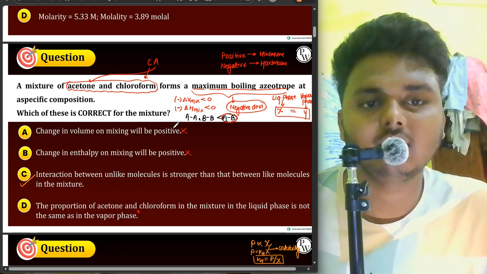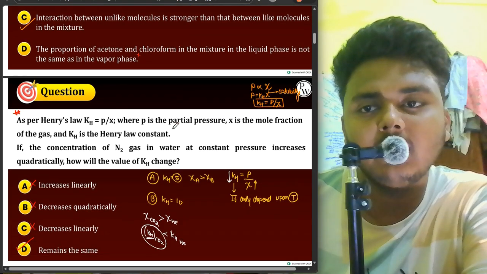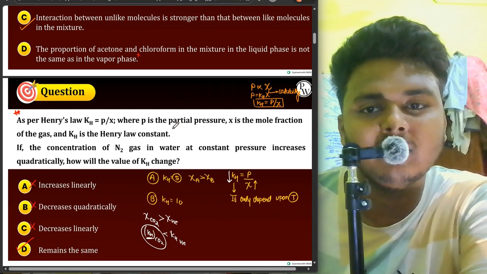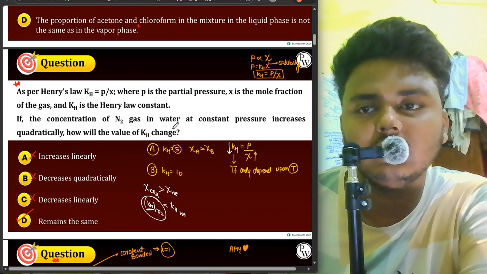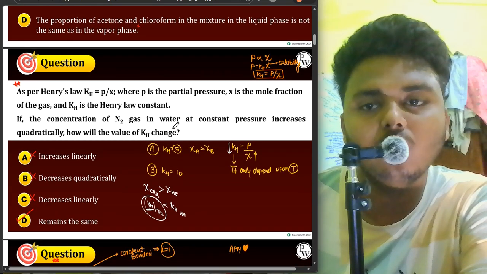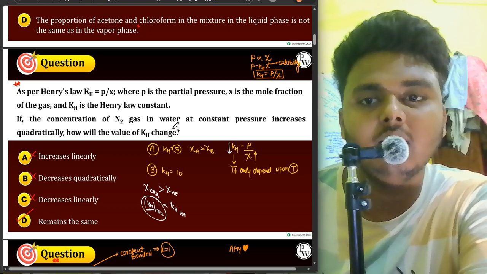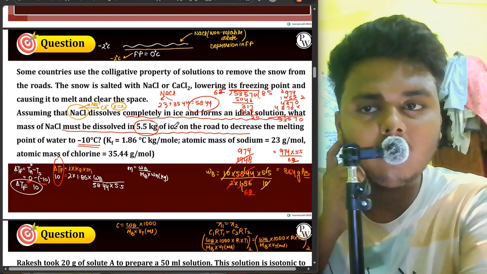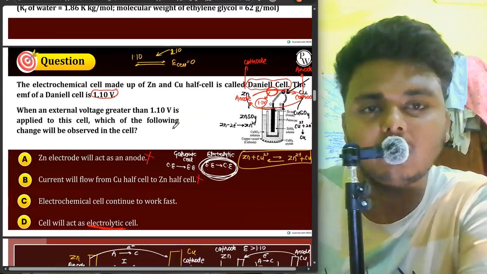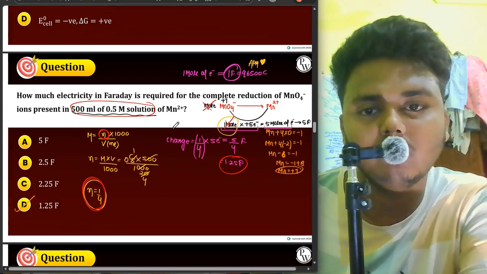As per Henry's law, kH is equal to p by x, where p is the partial pressure, x is the mole fraction of the gas, and kH is the Henry's law constant. If the concentration of N2 gas in the water at constant pressure increases, how will the value of kH change? This should be one of the most repeated questions in JEE and JEE Advanced and also the class 12 board examination.